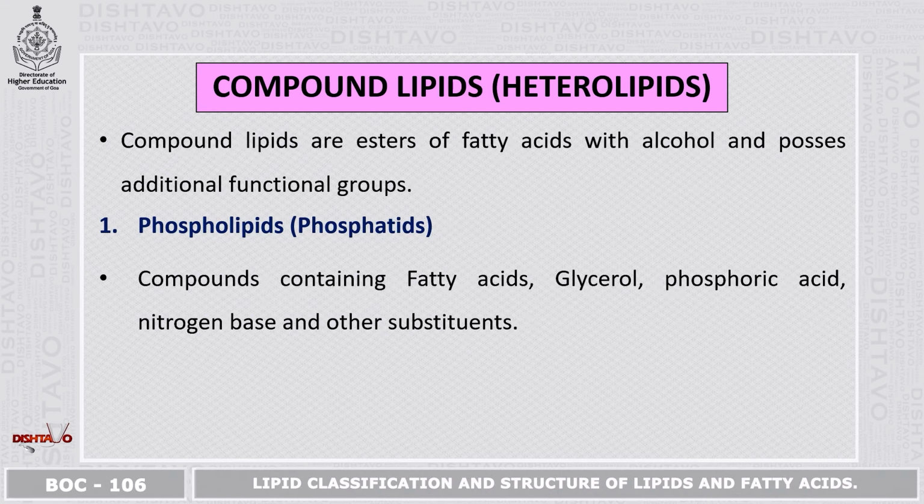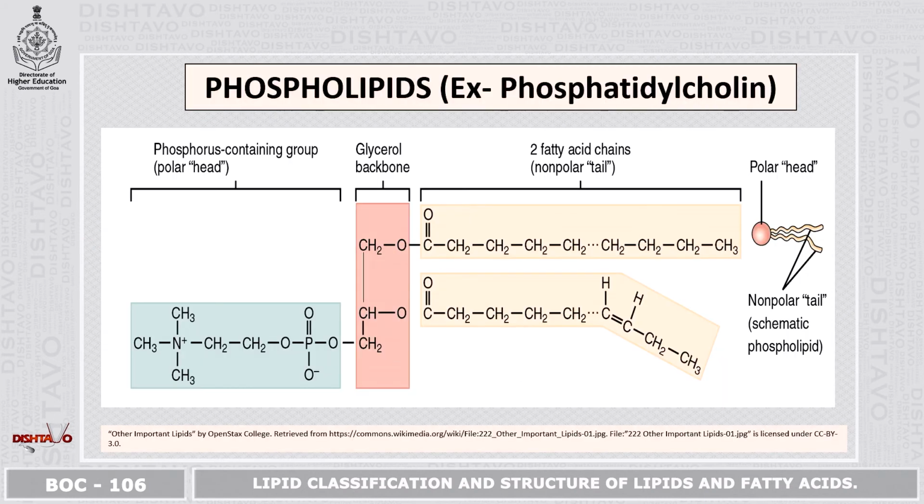Compound lipids, they are also referred to as heterolipids. So, compound lipids are the esters of fatty acid with alcohol and they possess additional functional group. So, under these, the first one that we have is a phospholipid. They are also referred to as phosphatides. Now, let us see what are these. The compounds containing fatty acid, glycerol and phosphoric acid, then nitrogen base and other substituent.